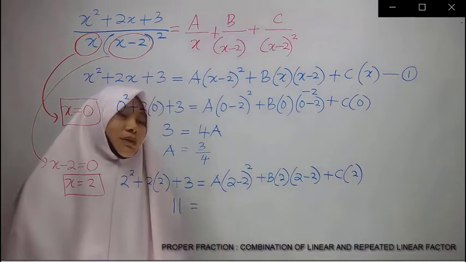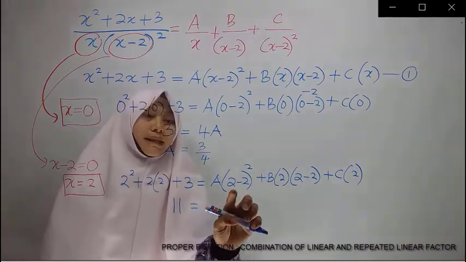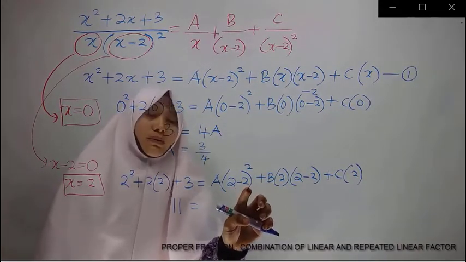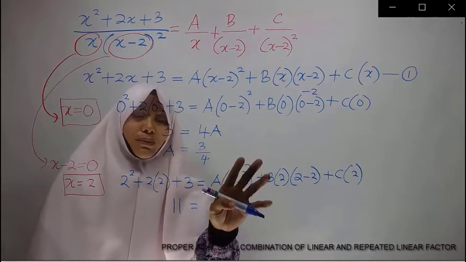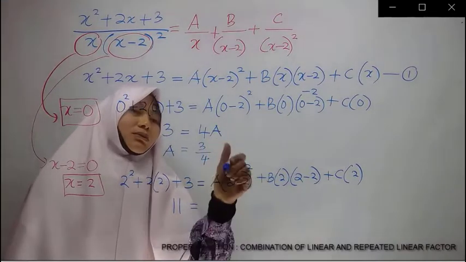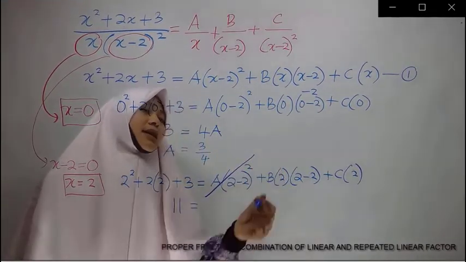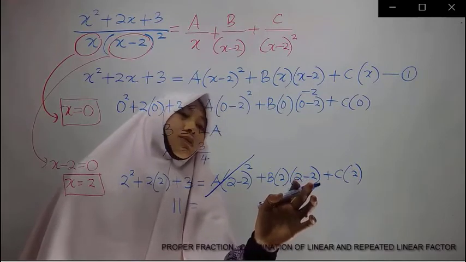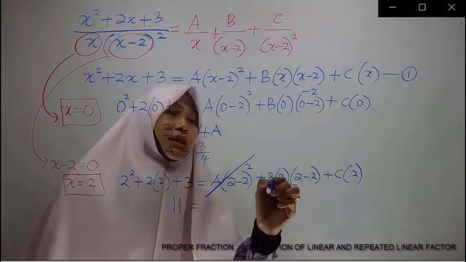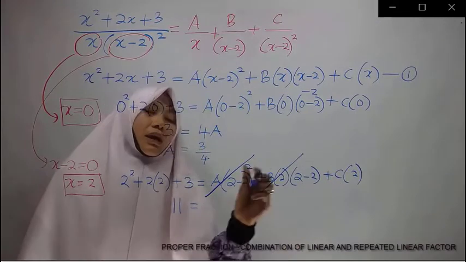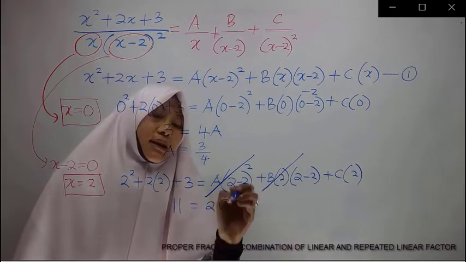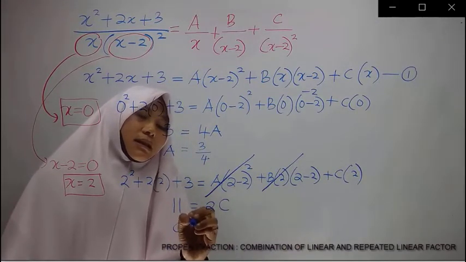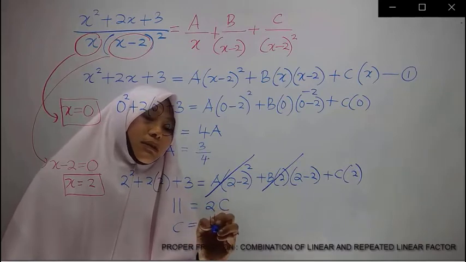And equal to, now, you see this expression here? 2 minus 2 is 0. So 0 squared is 0. 0 times A is 0. So this can be cancelled out. And this as well. 2 minus 2 is 0. So 0 times 2 times B is equal to 0. So we have only C here. Now, C is 11 over 2.